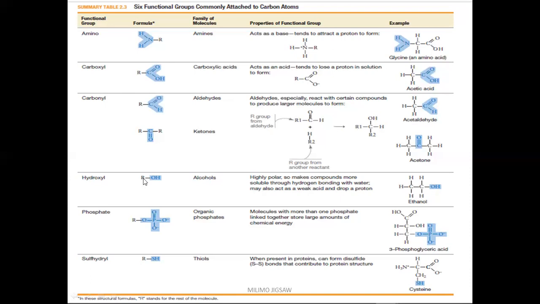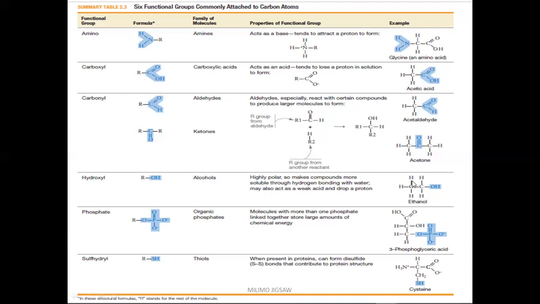So I said that when you look at the hydrocarbon, if one of the hydrogen atoms is replaced by a functional group, its chemical properties are going to change. An example of a molecule with a hydroxyl group is an alcohol. So let's take an example, ethanol, and look at the example that is given there. An example of an alcohol is ethanol.